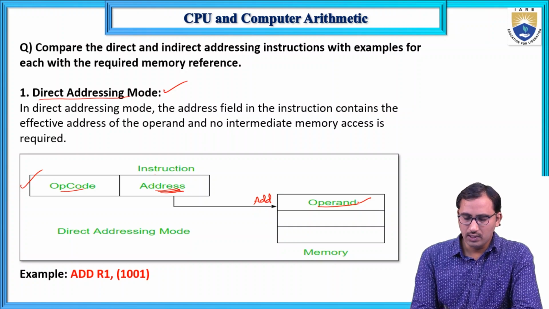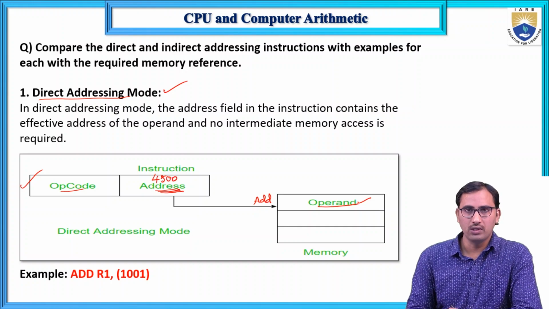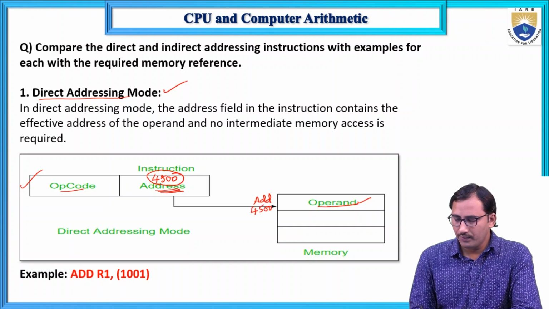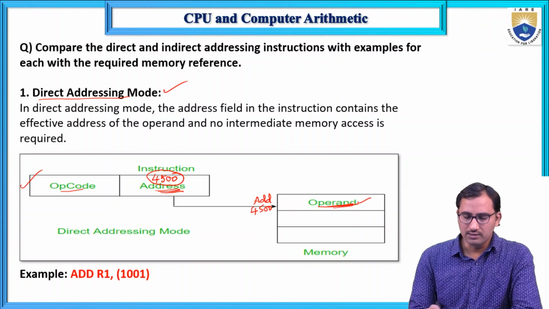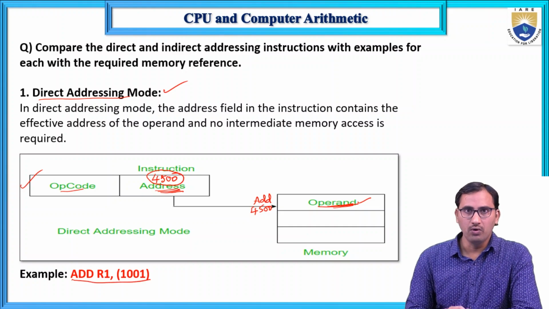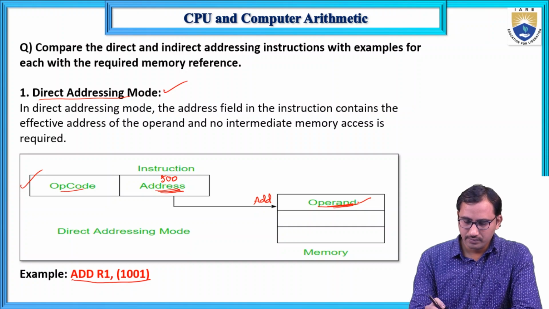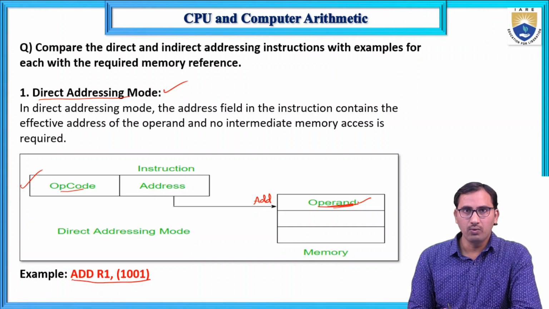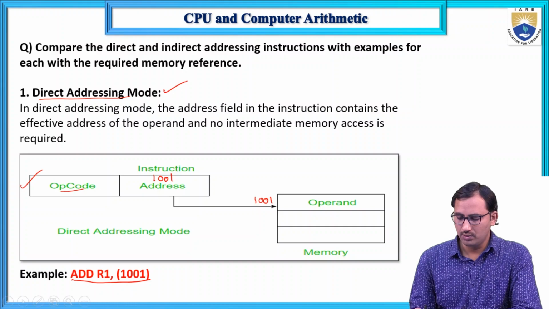Suppose the address field contains 4500, that means 4500 is the address of the operand. So in 4500 we have the operand, and that operand will be transferred to the destination register. For example, ADD R1, 1001. As per this instruction, 1001 is the address of the operand, specified here. So it will go to the address 1001, and our operand is stored in this location, 1001.